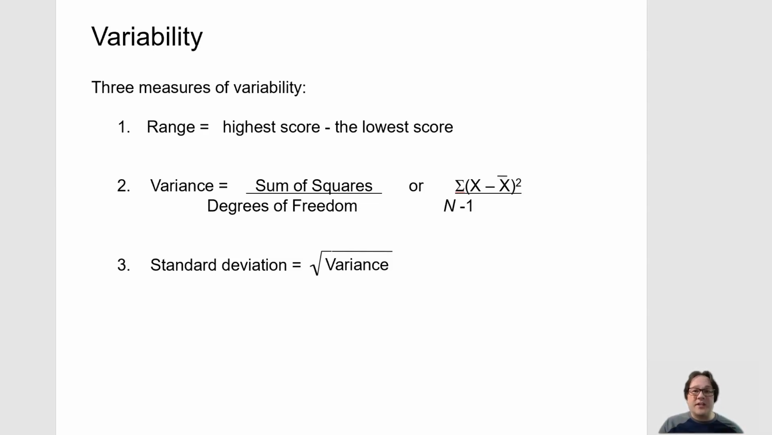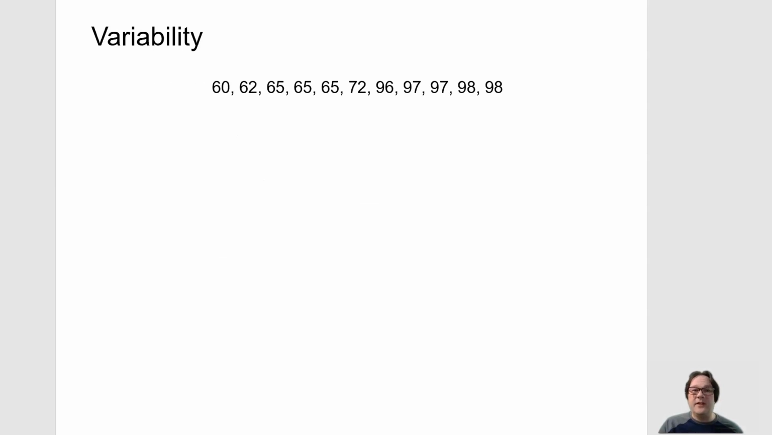But after this lecture, we're going to know exactly what the standard deviation means. Simply put, it's just the square root of the variance, but it's a little bit more than that. We'll see how to calculate all of these in a moment. So let's start with the range.